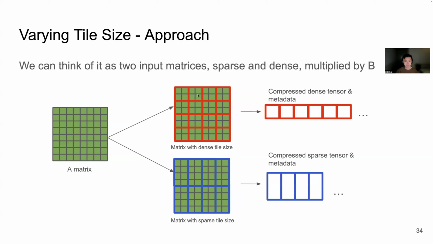Something to note is that, let's say this is a sparse tile. In this case, we would have this in our compressed metadata. And let's say these two are dense tiles. We would not have this dense tile as a part of our compressed metadata here. So in a way, we're not really duplicating any data.